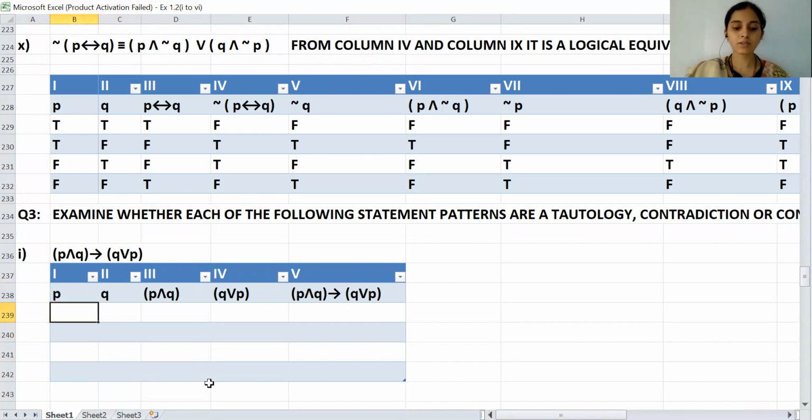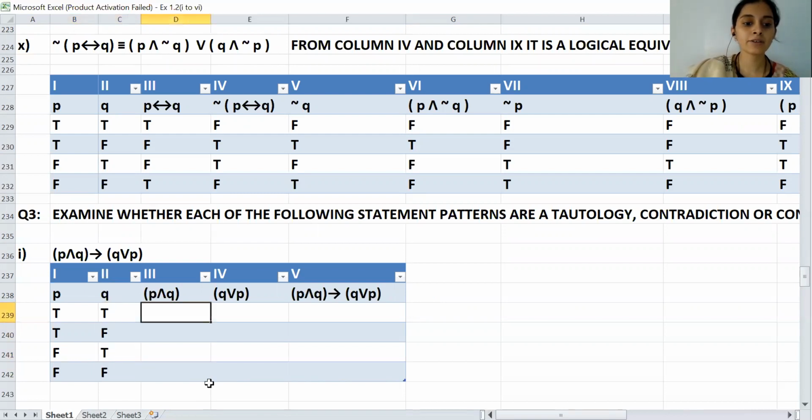Let us begin with the first sum. The first one says P and Q implies Q or P. So we require P, Q, then P and Q, then Q or P as a column, and the last one is the implication of the two brackets. That is columns 3 and 4. Let's begin. P is true, true, false, and false. Q will be true, false, true, and false.